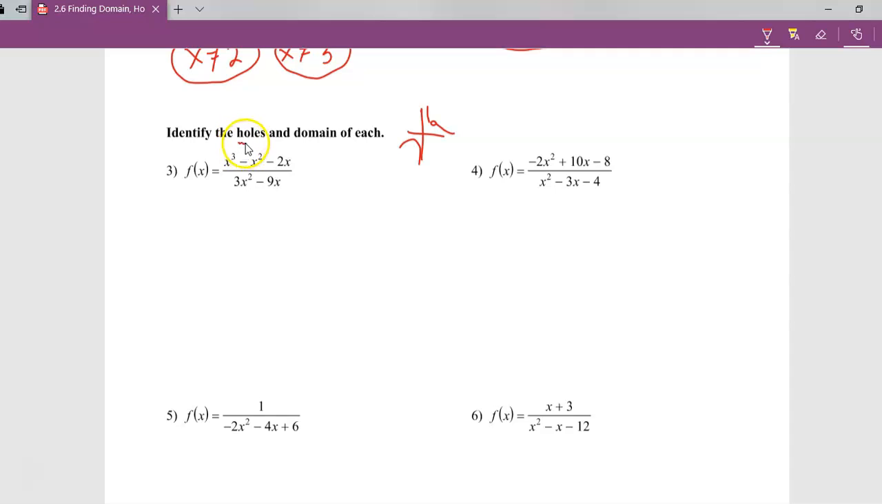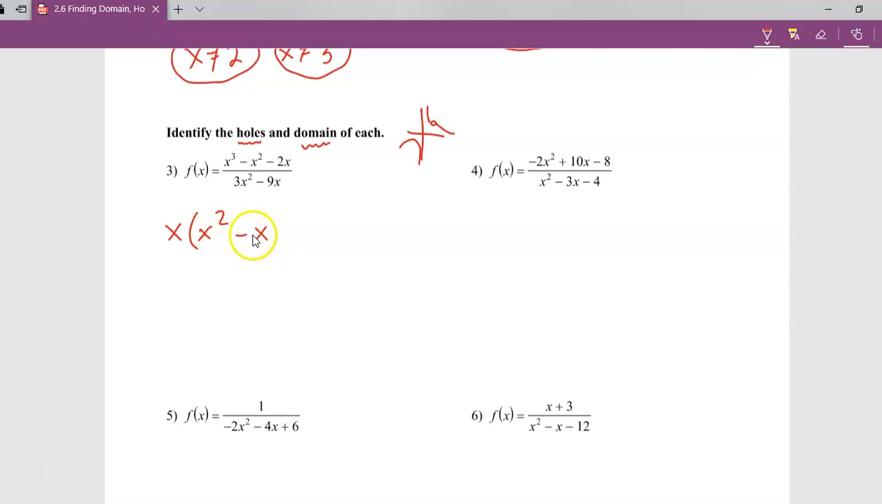So if you're asked to find holes and the domain, you're going to need to factor the numerator and the denominator. Okay, if you're just asked to find the domain, you don't need to worry about the numerator. You can just factor the denominator, but since here we're being asked to find the domain and the holes, we have to factor both. So let's start with the top. They have x to the third, x squared, and -2x all have a common factor of x. So I'm first going to pull that x out.